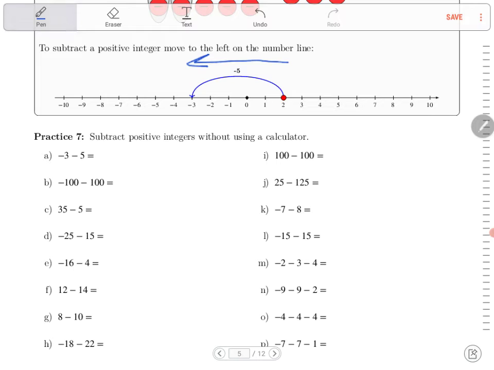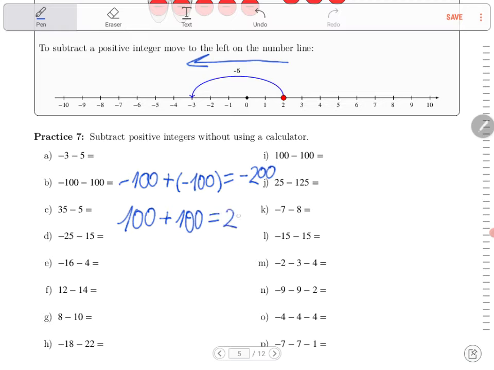Let's move on to the next problem, problem B, and that's negative 100 minus 100. Now, again, subtracting a positive integer is the same as adding a negative integer, so we can rewrite this problem as negative 100 plus negative 100. And that equals negative 200. Again, the same way that positive 100 plus positive 100 equals positive 200.